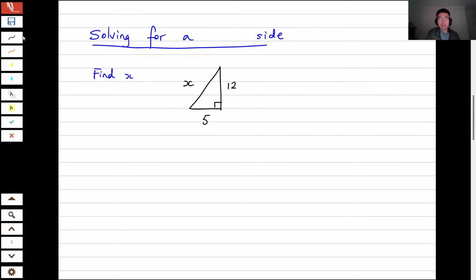So I want to start by finding a longer side. Remember, the longer side is the hypotenuse. So I think I'll just say solving for the hypotenuse here. So remember, hypotenuse is opposite the right angle. And I've labeled the side lengths 5, 12, and x, the unknown, for the hypotenuse. How on earth do we find x?